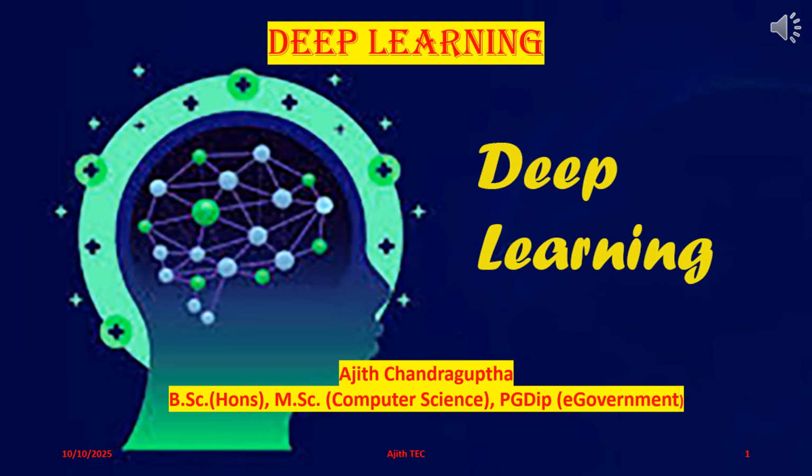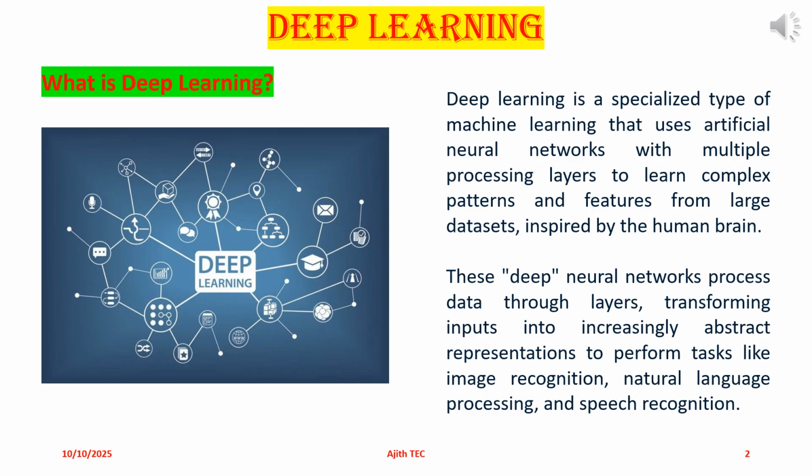In this video, I am going to discuss the basics of deep learning. Deep learning is a subfield of machine learning that uses artificial neural networks with multiple deep layers to learn complex patterns from data, much like the human brain. It enables digital systems to understand unstructured data, recognize images and speech, and make predictions without being explicitly programmed, driving many modern AI applications.